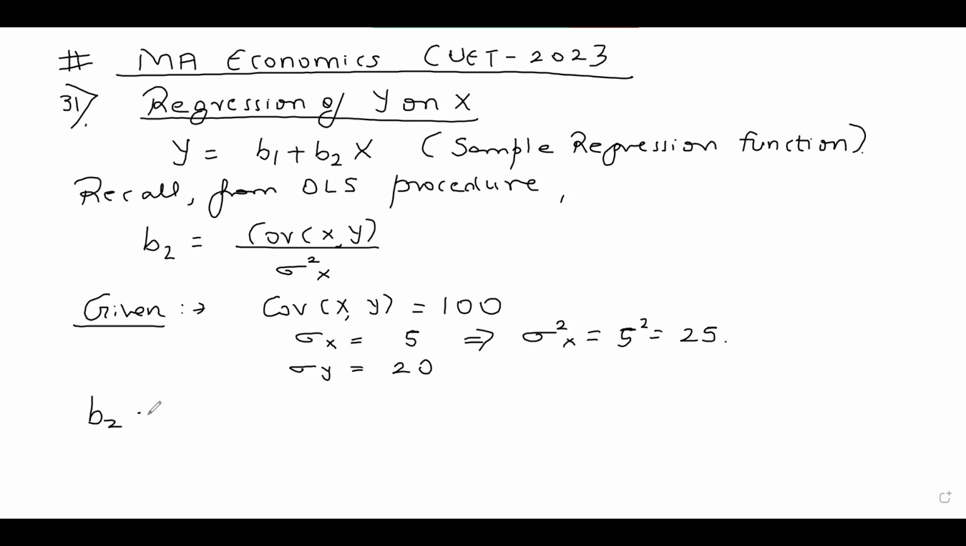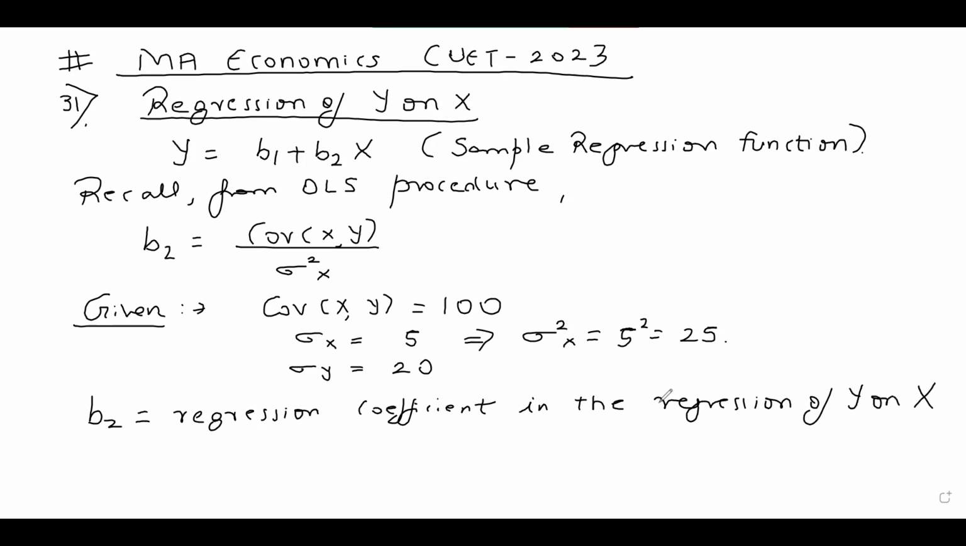So I can write B2, which is the regression coefficient in the regression of y on x, is equal to covariance of xy, which is 100, divided by variance of x, which is 25. So the value of B2 is 100 by 25, which is 4. This is the answer for this particular question.